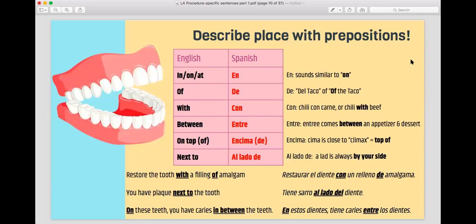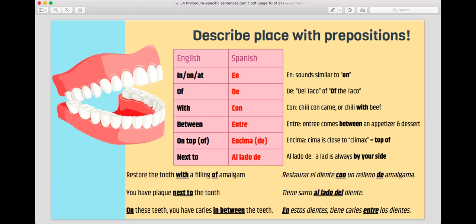Next, we're describing a place with prepositions, and we had learned that in, on, and at is en in Spanish. Of is de, which is a very popular one. With, con; between, entre; on top of, encima de; and next to, al lado de. Then we have some examples here for en.